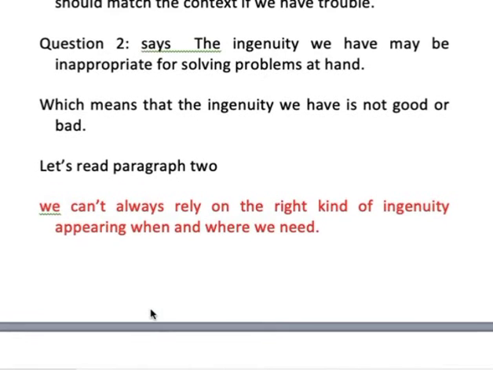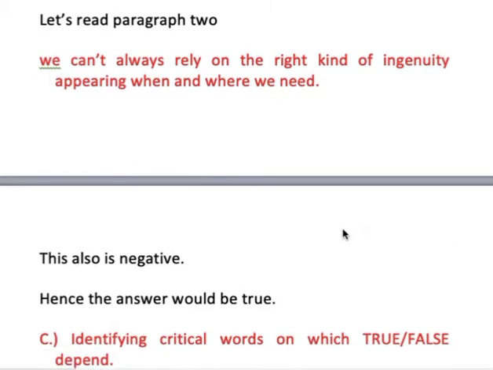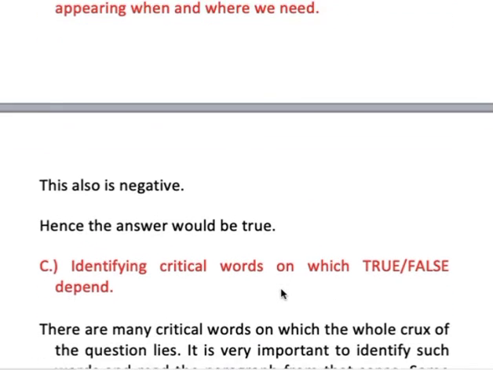So because the passage says that we can't always rely on the right kind of ingenuity appearing when and where we need, and the question is the ingenuity we have may be inappropriate. So here it is negative, inappropriate. Here we can't always rely on this. So both sentences are negative and relate to the same topic. So answer would be true.